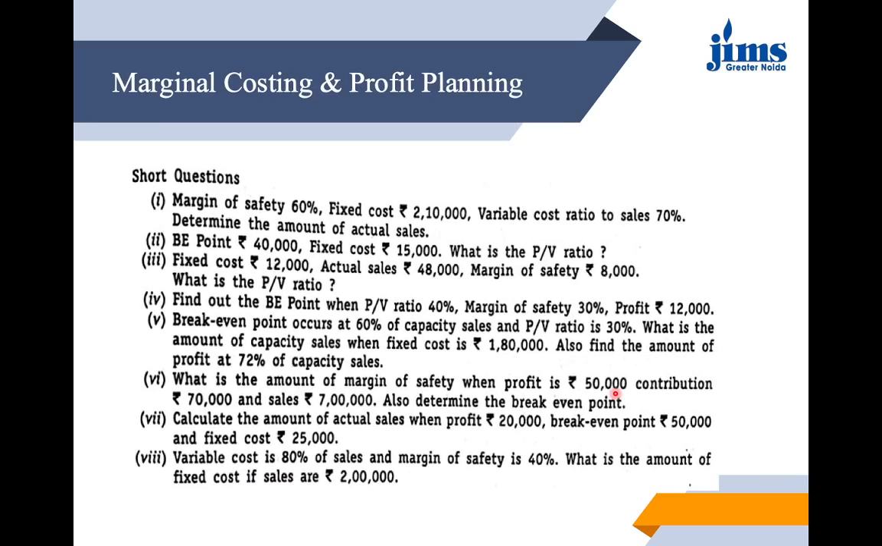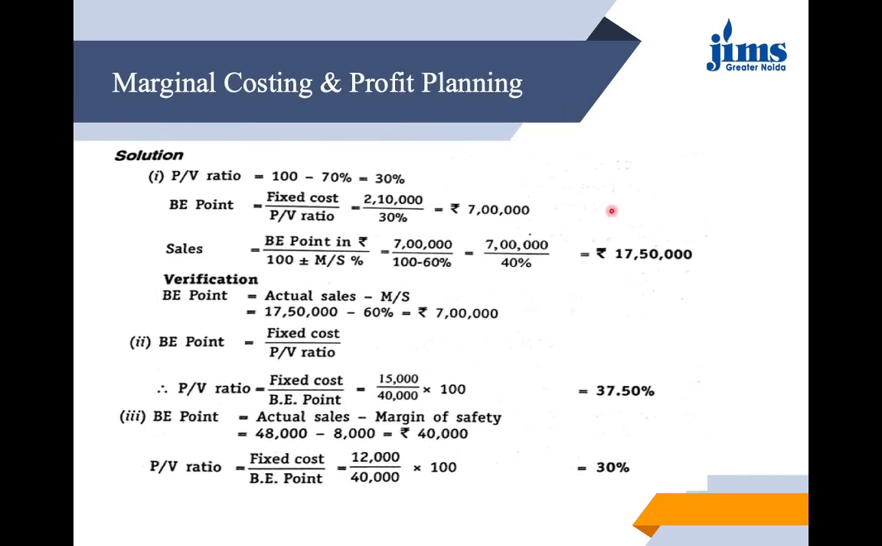One more question we have. Here also independent questions are given. First case, margin of safety is 60%, fixed cost is 2,10,000, variable cost ratio to sales is 70%. We need to calculate the amount of actual sales. Let us have a look.